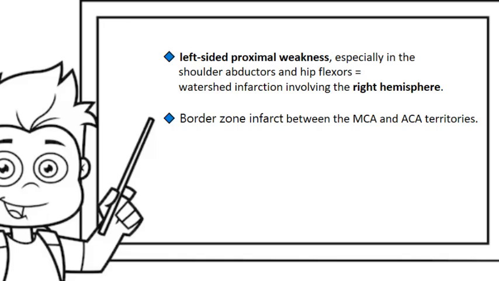Now, this patient's presentation of left-sided proximal weakness, especially in the shoulder abductors and hip flexors, is most likely due to what we call a watershed infarction, which is involving the right hemisphere, specifically the border zone between the MCA and the ACA territories. Now, let's break it down.